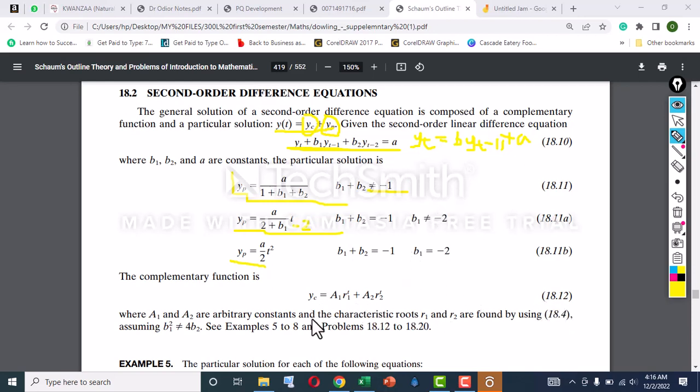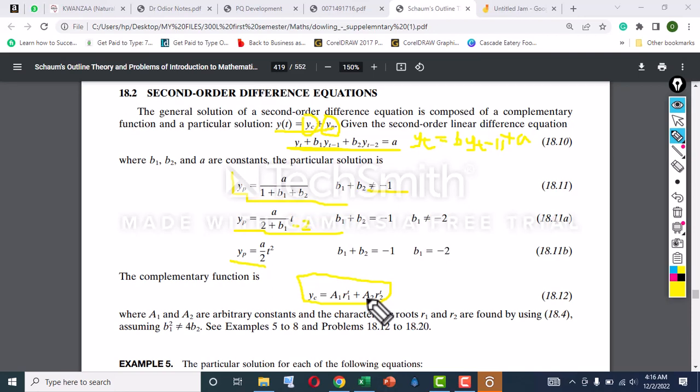Now, for the complementary function, it is similar to the first one. We are going to use this particular equation to find our complementary function: a1 r1 raised to power t plus a2 r2 raised to power t. The formula for r1 and r2 is still the same as that of the differential equation, but the whole formula is different. In differential equations, this is not how the formula looks, but in difference equations, this is how the formula looks.